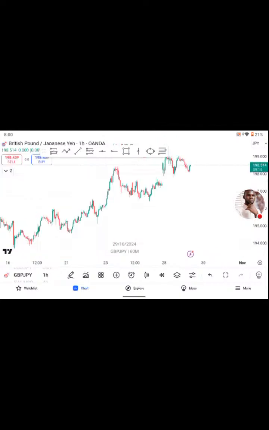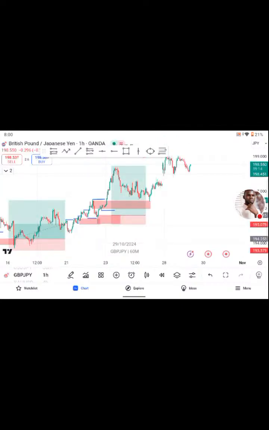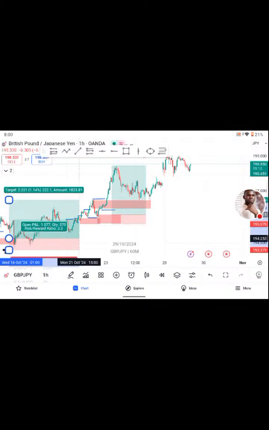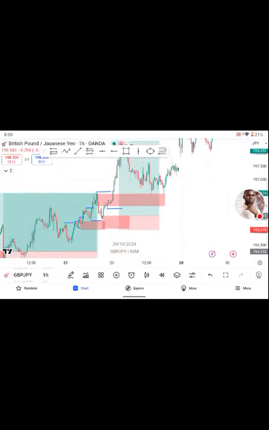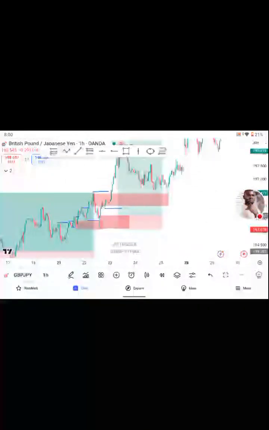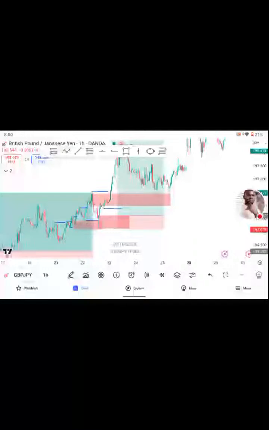GBP JPY price, like that is actually the same logic. We have first break of structure, second break of structure, then the third one came back to take out liquidity and break his structure.